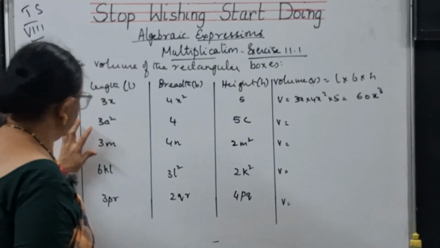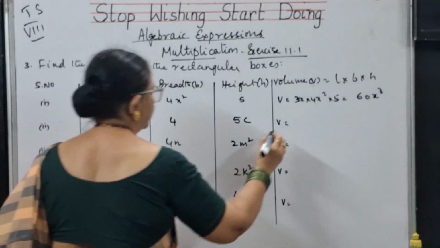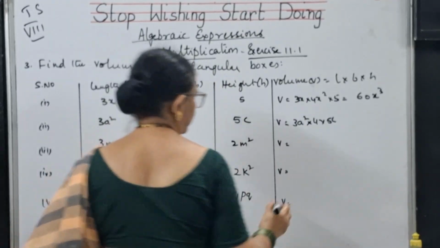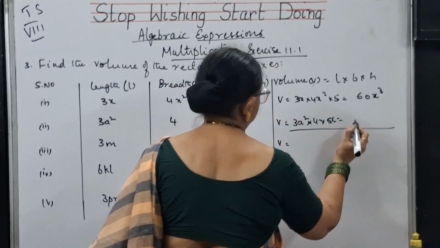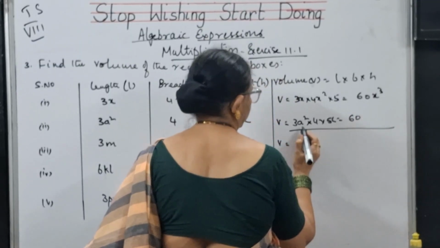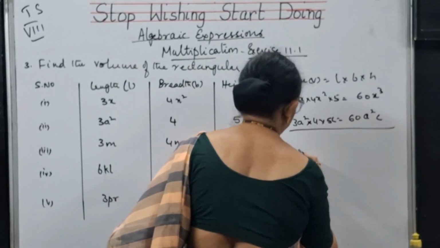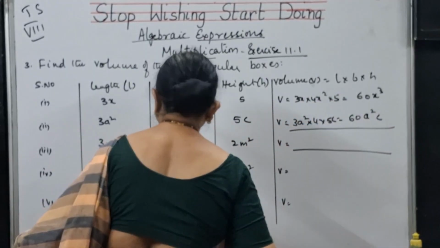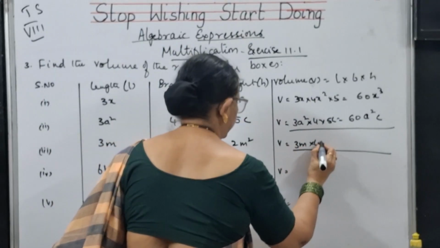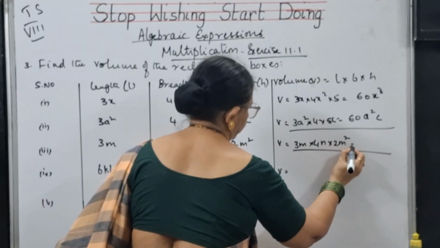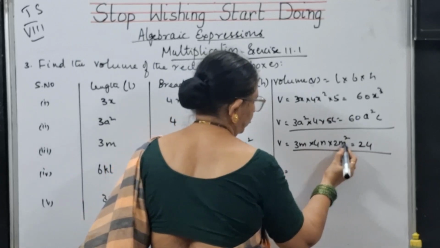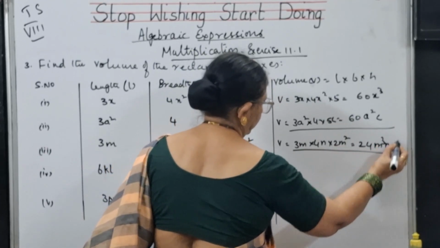So here L into B into H, this is 3a square into 4, 3a square into 4 into 5c. This is equal to, so 3 4s are 12, 12 5s are 60, a square c. This is volume. And here 3m into 4m into 3m into 4n into 2m square. So 3 4s are 12, 12 2s are 24. m into m square is m cube and n.